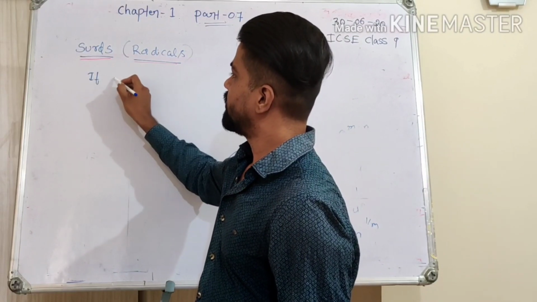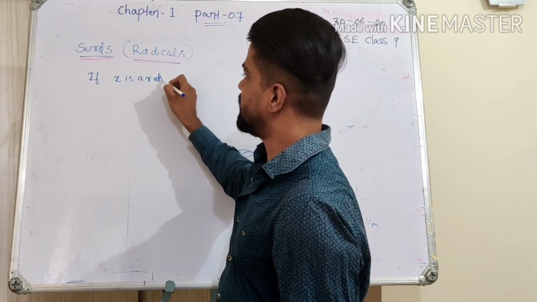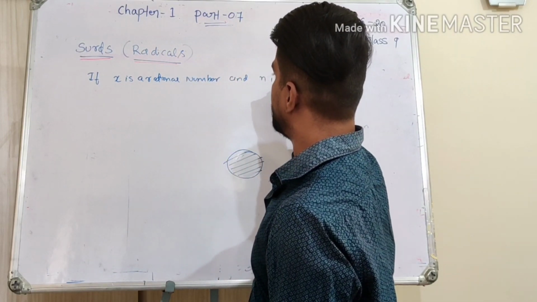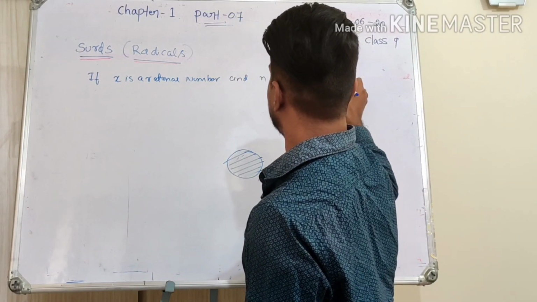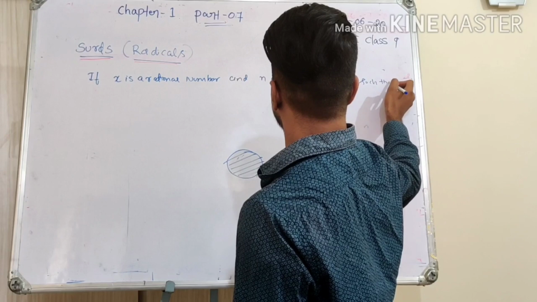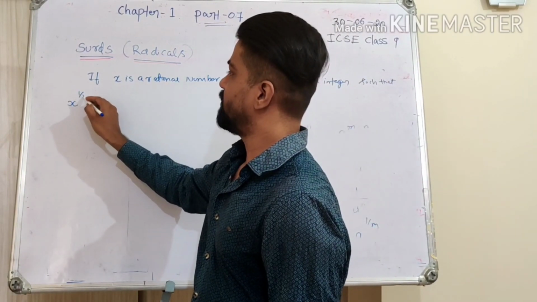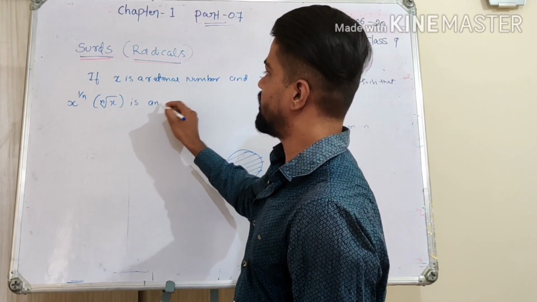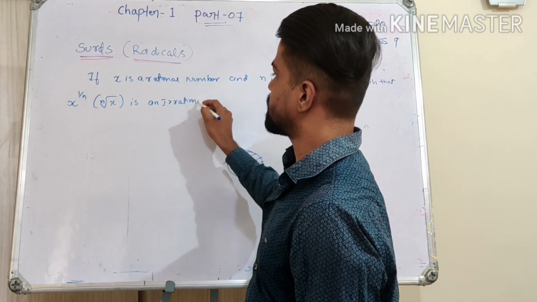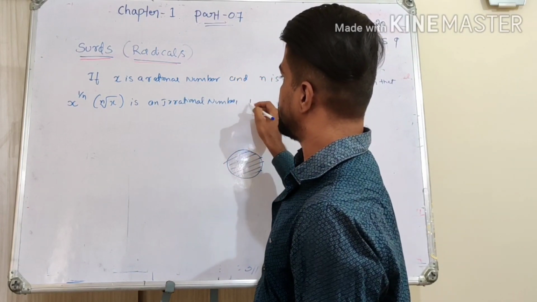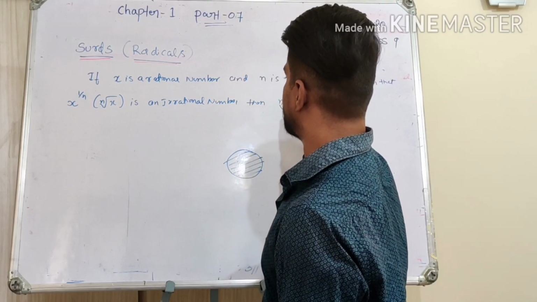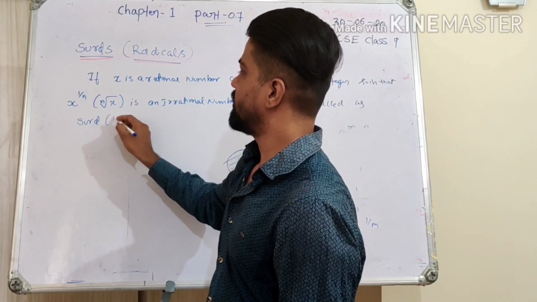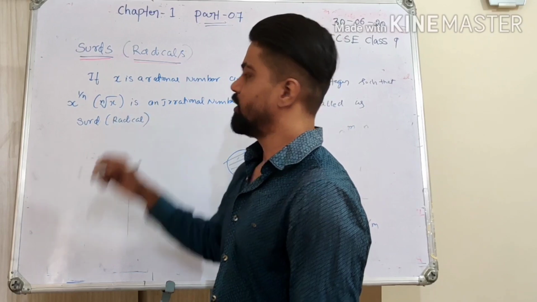If x is a rational number and n is a positive integer such that x power 1 by n, which is also nothing but the nth root of x, is an irrational number, then that nth root of x is called a surd, or radical. Both are the same. That is the definition.